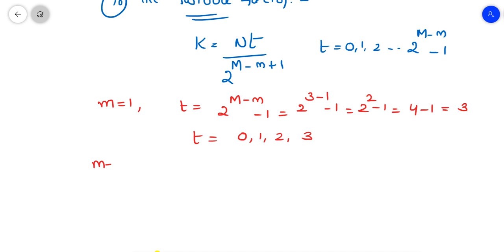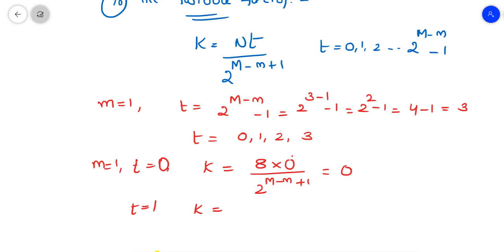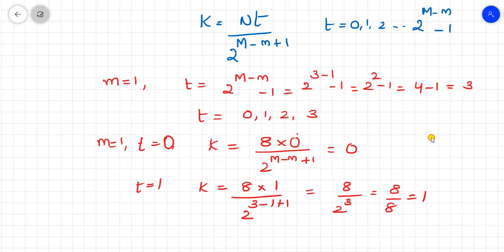So when m is 1 and t is 0, my k value is equal to n, which is 8, into 0 by 2 to the power of m minus m plus 1, so everything is 0. When m is 1 and t is 1, k is equal to 8 into 1 by 2 power 3 minus 1 plus 1, that is 8 by 2 cube, so that is 8 by 8 is equal to 1. So when m equal to 1, t equal to 1, the k value is equal to 1 only.